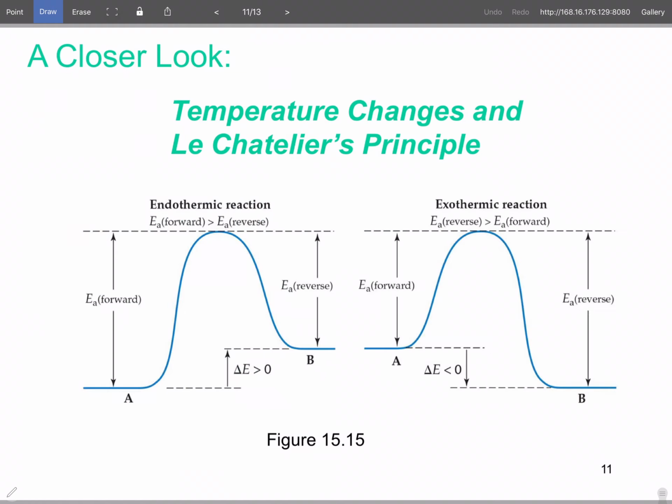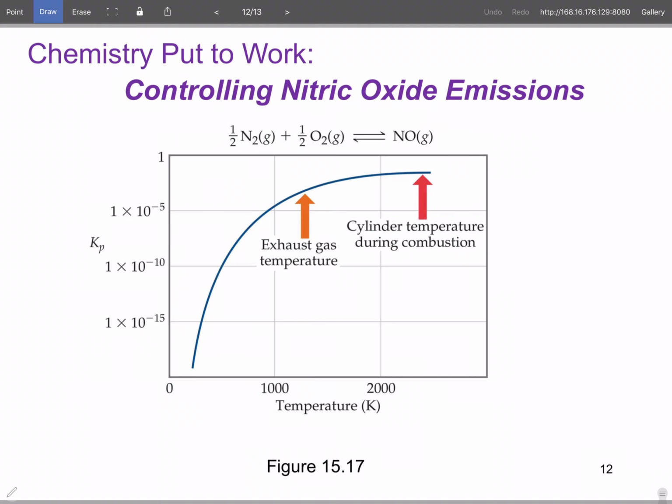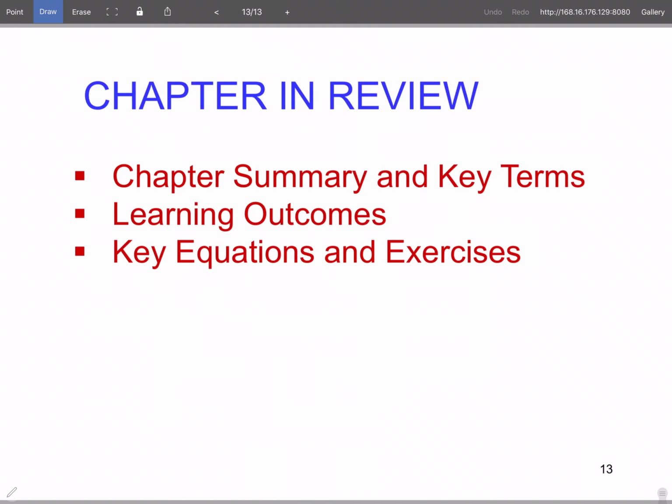Then we have a closer look, which is temperature changes and Le Chatelier's principle. So if you need a better explanation or a different explanation, look here. And then controlling nitric oxide emissions. This has to do with pollution in cars. So we're good to go on this one. And then this finishes the chapter.